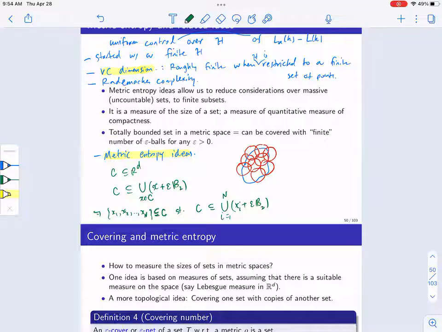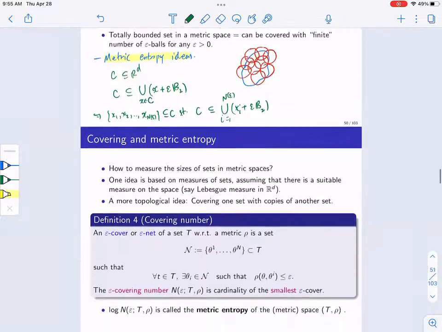So the metric entropy idea is that it tells you how large this is for a given epsilon. There's some n which depends on epsilon, and it tells you how big that n is for different epsilons. For a given epsilon, the smallest n for which I can find a set of these shifted balls of radius epsilon that can cover the set is called the covering number, and the log of it is called the metric entropy.